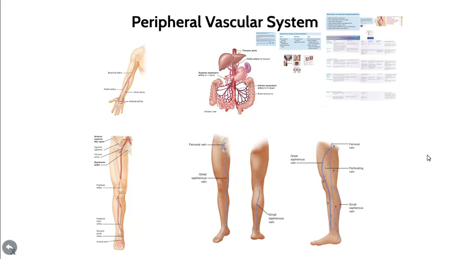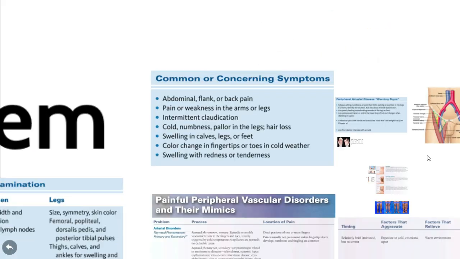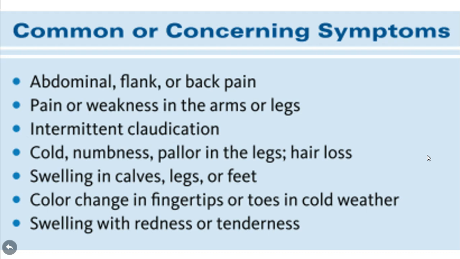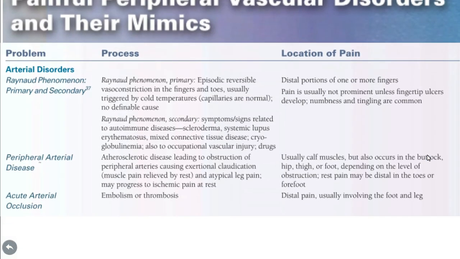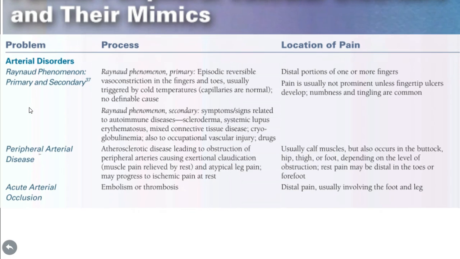We will proceed to the peripheral vascular system. These are the common concerning symptoms: abdominal, flank, or back pain, or pain and weakness in the arms, claudication, cold, numbness, pallor of the legs, hair loss. So there are vascular disorders that can cause pain in the lower extremities. These include PAD, acute arterial occlusion, or a patient with Raynaud's phenomenon.